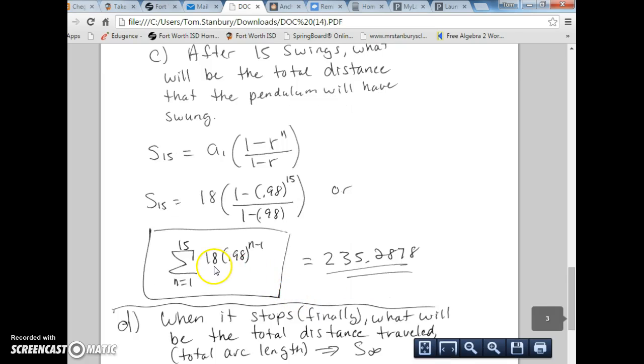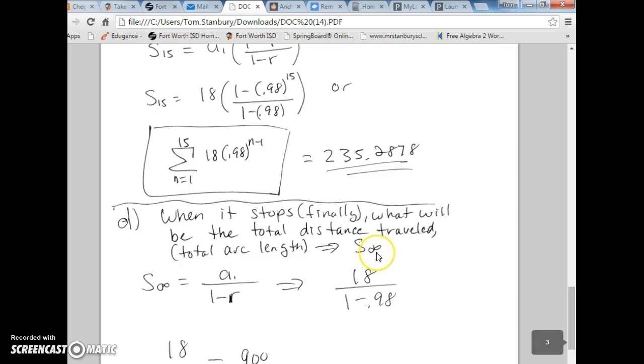The other way, notice I put in the formula for the nth term, 18 times 0.98 to the n minus 1, and I use sigma notation, which just means we're going to sum up every term that this produces. Plug in 1, 2, 3, all the way up to n equals 15. The computer will plug in a 1, a 2, a 3, a 4, a 5, and spit out 15 terms and add them, but you put it in this format: n equals 1 to 15, and you plug in your nth term formula, 18 times 0.98 to the n minus 1. And both ways get the exact same answer.